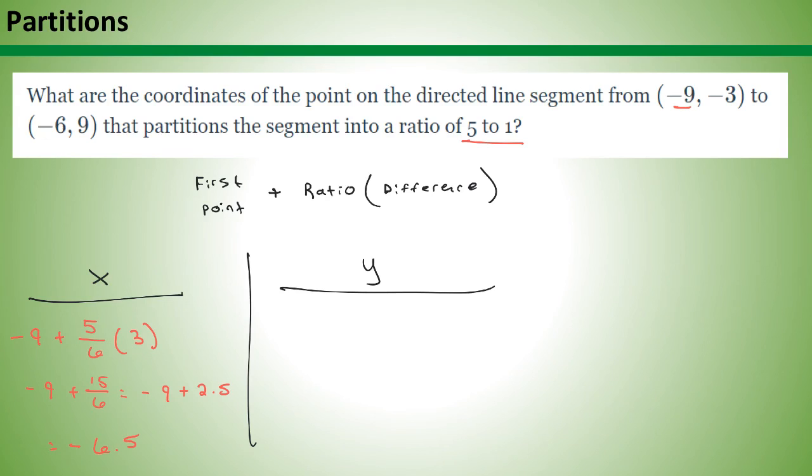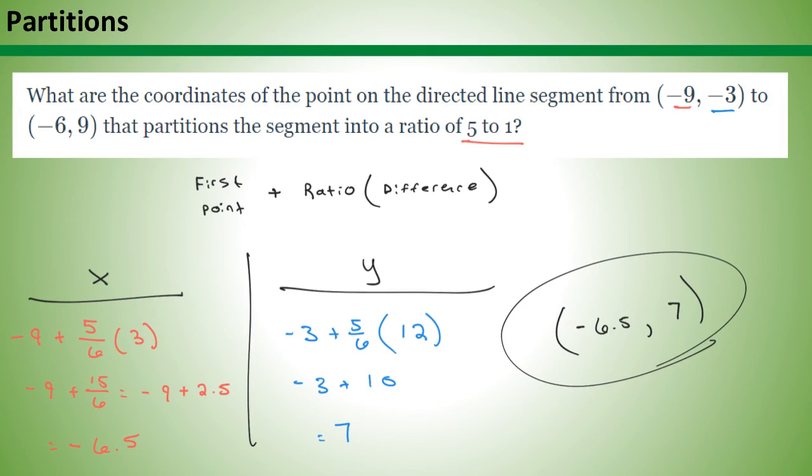The other one, the y value, we're starting at negative 3, ratio is still 5/6. And my difference between negative 3 and 9, we're going up by 12 this time. So that's going to be negative 3 plus 10. Actually, if I add that together, negative 3 plus 10, that's going to be 7. So our point is going to be negative 6.5, comma 7. And that is our answer on this one.